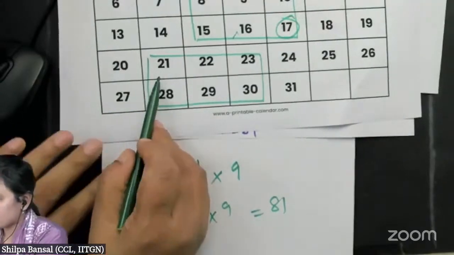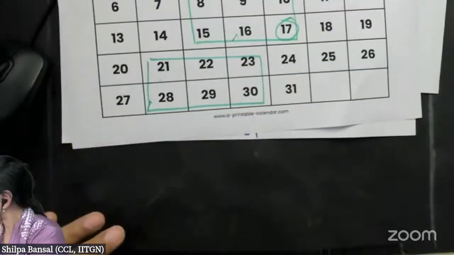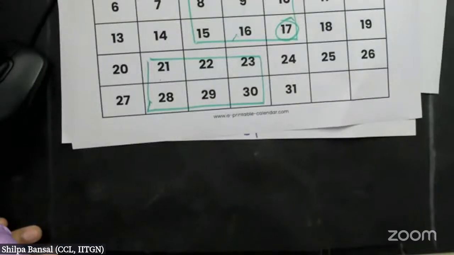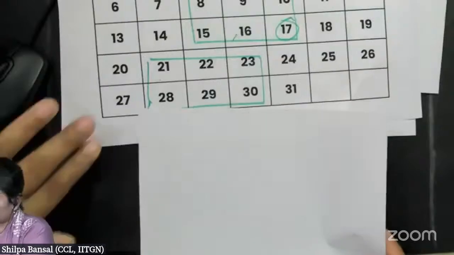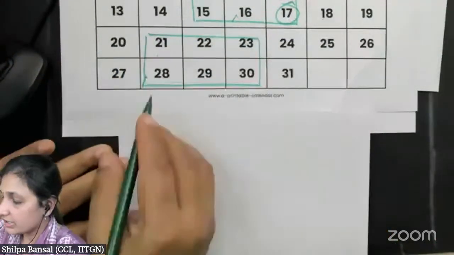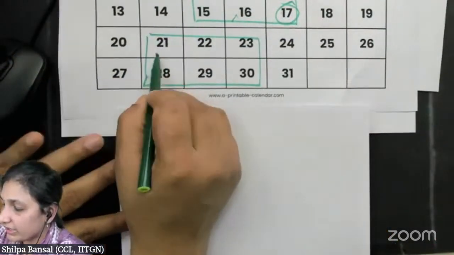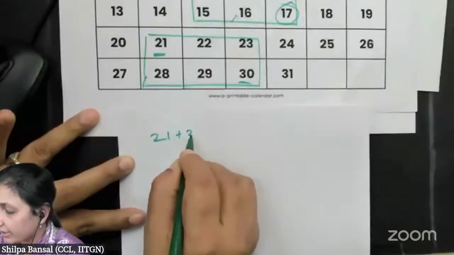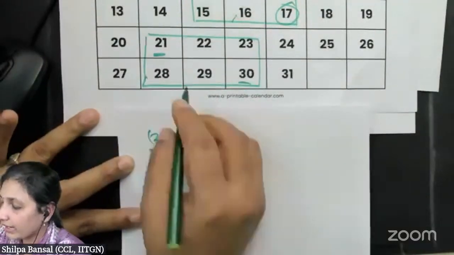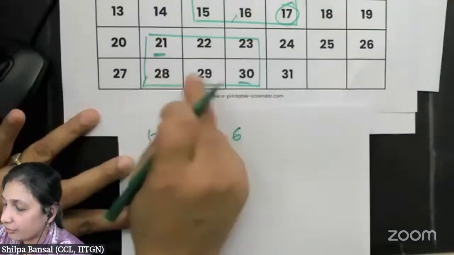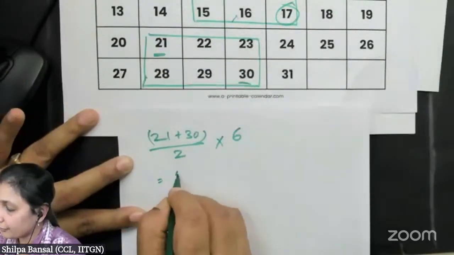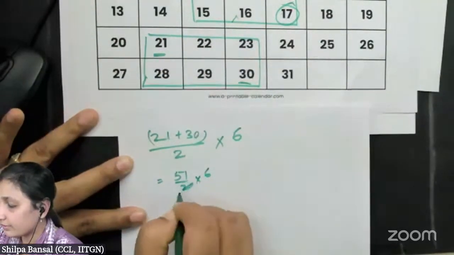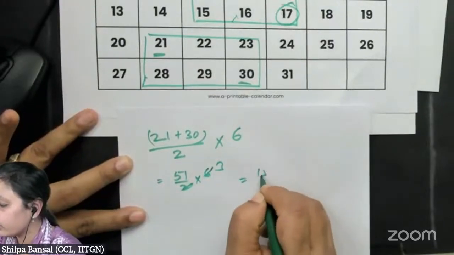You take the last two numbers, 21. So a little more I will take. Say last numbers 21 and 30. I will add, I will divide by 2, and total 6 numbers are there: 1, 2, 3, 4, 5, 6. So it will be 51 into 6. Calculation you can already do: 153.